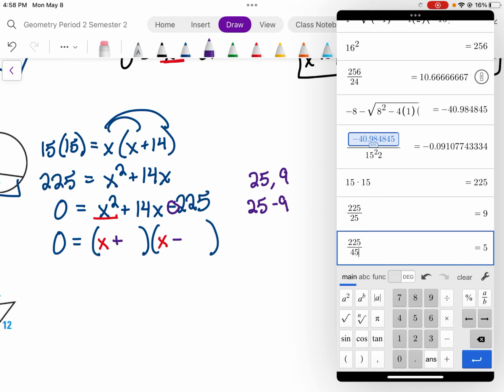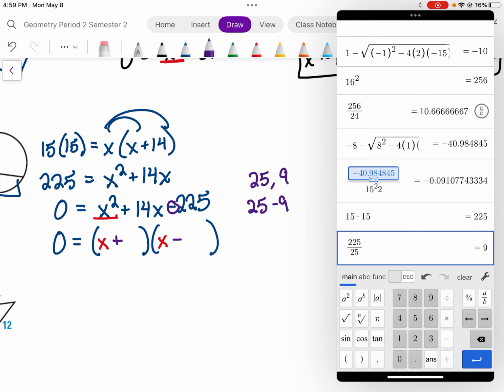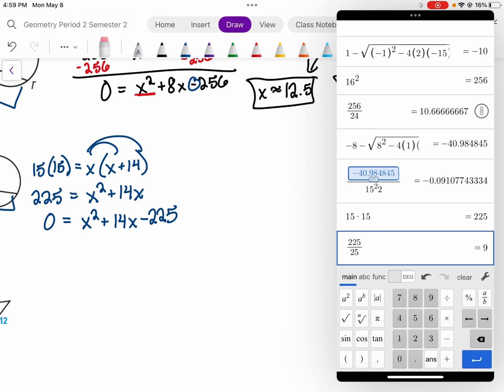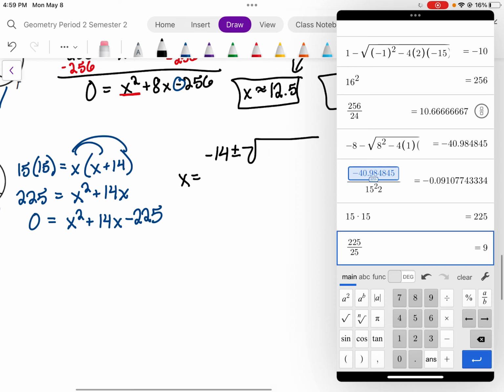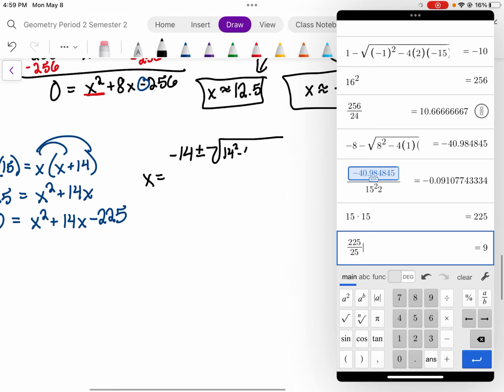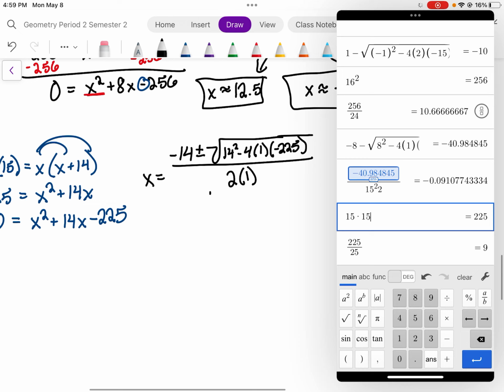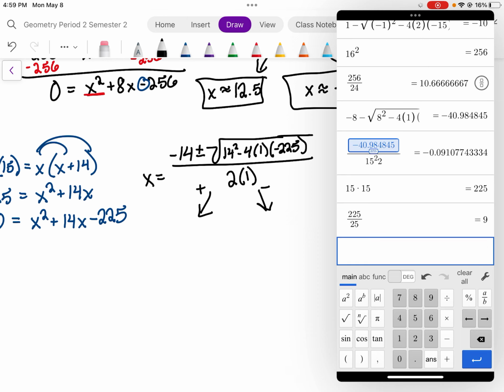45 and 5. I don't think this one is actually going to be factorable either. All right, so I guess we're going to do quadratic formula. So if we can't find the ones that add up to that value, then we will again have to use the quadratic formula. So this one would be negative 14 plus or minus the square root of 14 squared minus 4 times 1 times negative 225 all over 2 times our a value. And we're going to add or subtract.